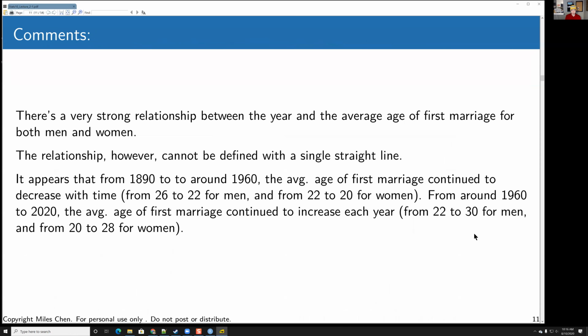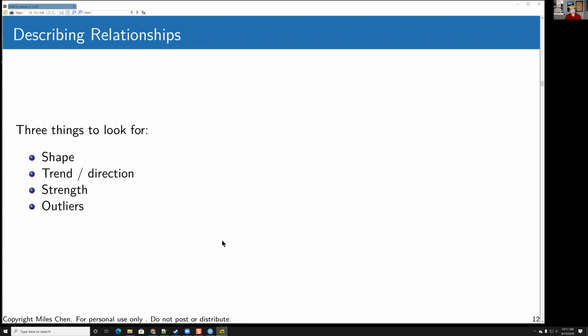All right, so what we might say is that there is a very strong relationship between the year and average age of first marriage for both men and women, okay? But what we can't say is that the relationship can be defined with a single straight line, okay? So it appears from around 1890 to around 1960, it continues to decrease, okay? And then from around 1960 to 2020, it continues to increase, okay? From around 22 to 30 for the men and around 20 to 28 for the women, okay?